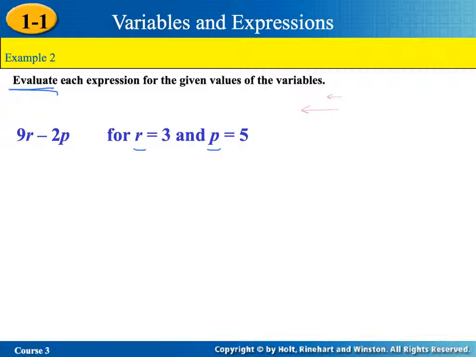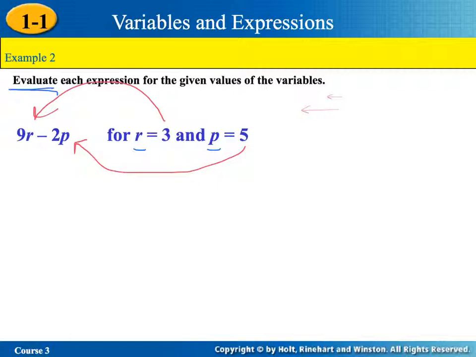Now it says 9R minus 2P for R equal to 3 and P equal to 5. What do I do? That's my question. What am I going to do right off the bat? Tell me. All right, we'll see if you're right. What you're going to do is substitute this 3 wherever you see an R and this 5 wherever you see a P.